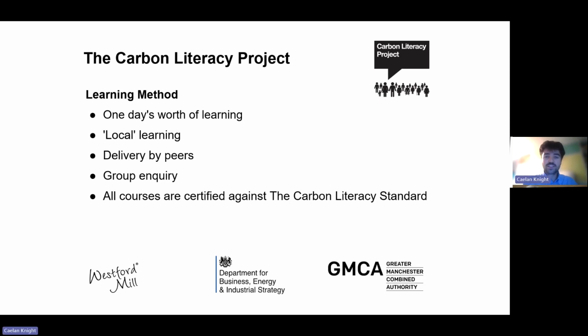Carbon Literacy offers a space for collaboration and peer-to-peer learning. So there is an element of peer-to-peer learning in the content itself, but also in the delivery. And we encourage delivery by peers within parish, town, and community councils. And there's an element of group inquiry. So carbon literacy can't be learned in isolation. It needs to be delivered in a group format where you're learning with your peers and inquiring about what you might be able to do to reduce emissions. Finally, all courses are certified against the carbon literacy standard.